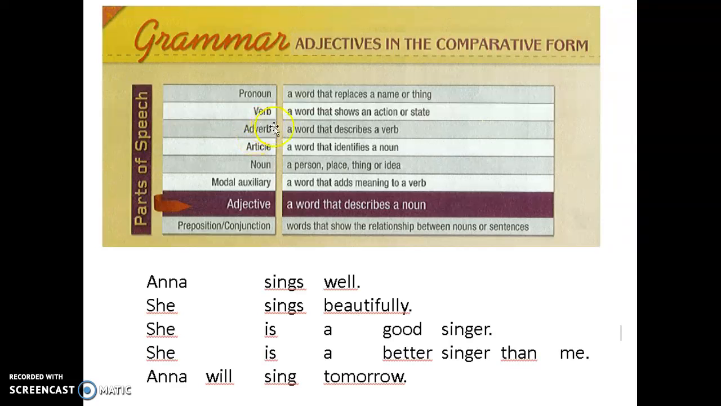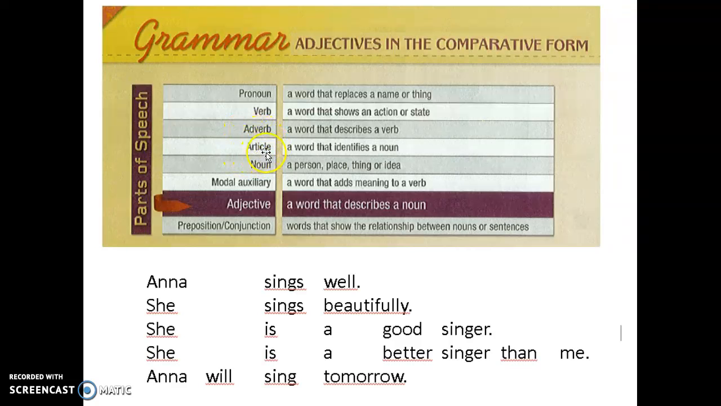An adverb is a word that describes how a verb or an action is done. So when I say she sings beautifully or she sings well, the word well and the word beautifully are adverbs because they describe the action that Anna does. How does she sing? She sings well. She sings beautifully. So when you can ask the question how to a verb and you get an answer, then this is an adverb.